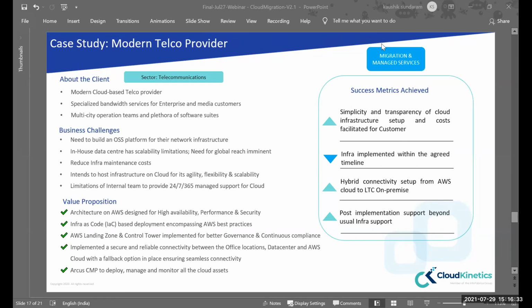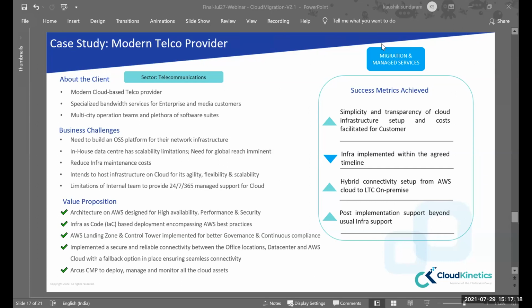Initially, they had to build an OSS platform, an operations support system platform, for their own network infrastructure. The initial thought was that they would build that platform in their existing data center. But there was another challenge ahead, where they had to hit the global market very soon. This was all on their roadmap as well. So the in-house data center had scalability limitations, and they had to consider how they were going to scale out when they wanted to reach the global market. There was also a need to reduce the infrastructure maintenance cost. So the client decided to host the infrastructure on AWS for its well-known agility, flexibility, and scalability.